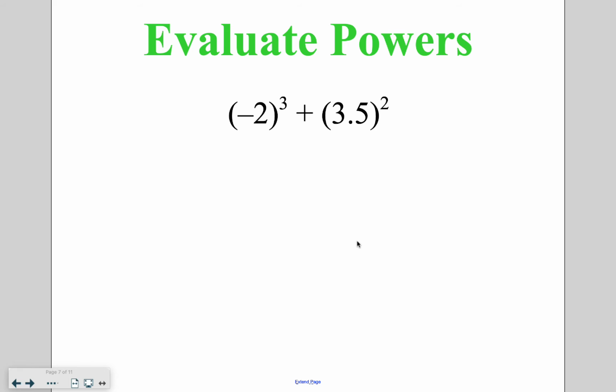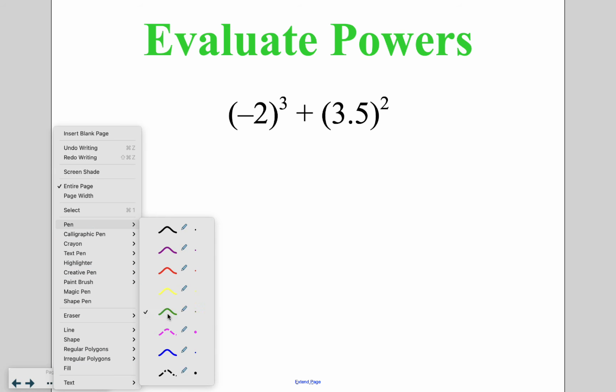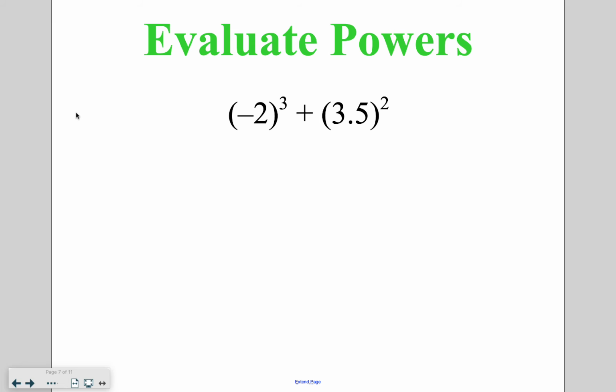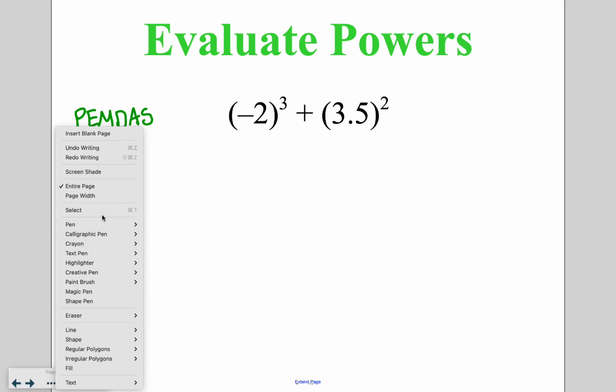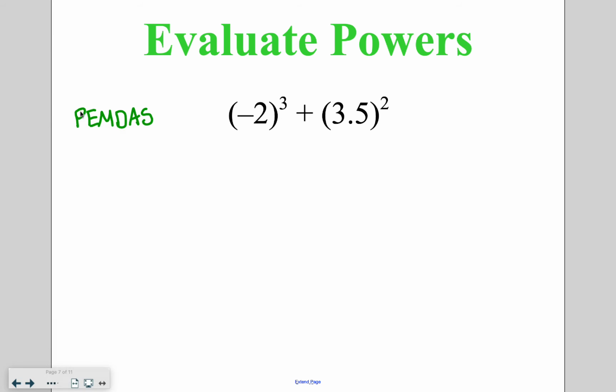We can also solve problems where we have powers involved. If you recall back to solving numeric expressions, we use the phrase PEMDAS, and that stands for parentheses and then exponents. So these powers fall under that exponent category. So there's nothing to solve inside either of these parentheses.